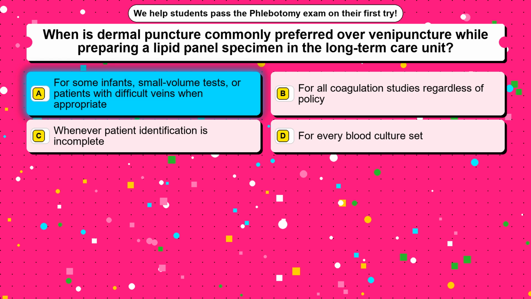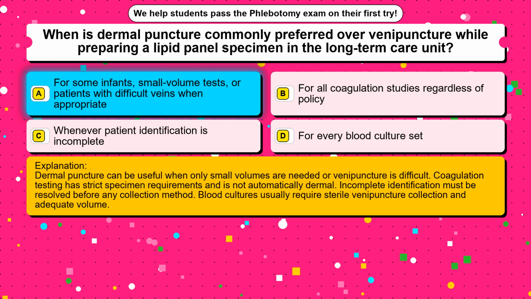The correct answer is option A. For some infants, small volume tests, or patients with difficult veins when appropriate. Dermal puncture can be useful when only small volumes are needed or venipuncture is difficult. Coagulation testing has strict specimen requirements and is not automatically dermal. Incomplete identification must be resolved before any collection method. Blood cultures usually require sterile venipuncture collection and adequate volume.